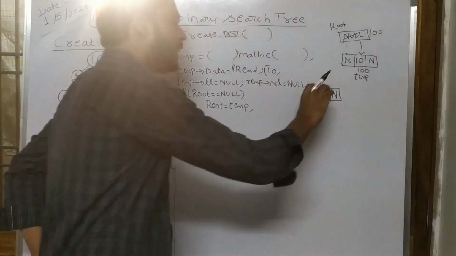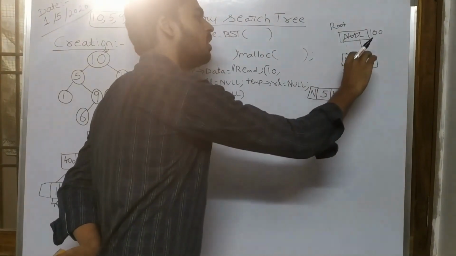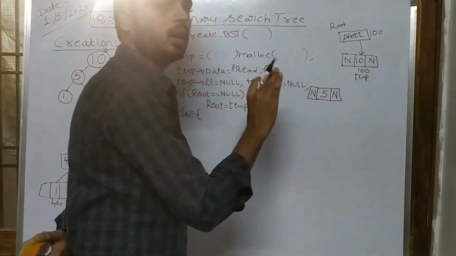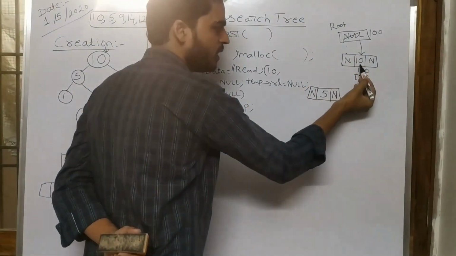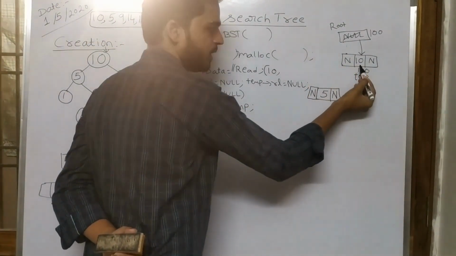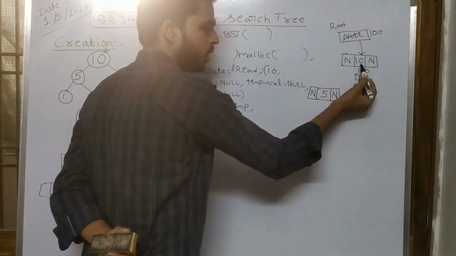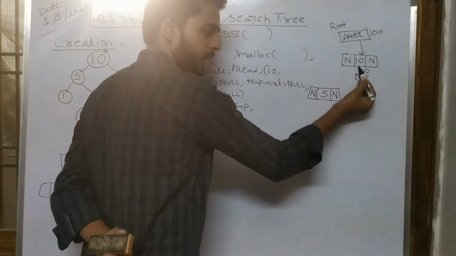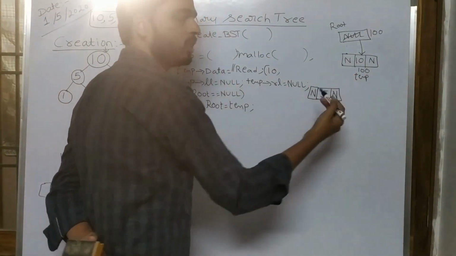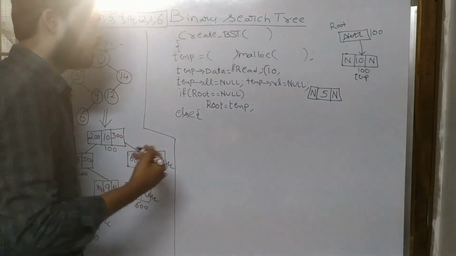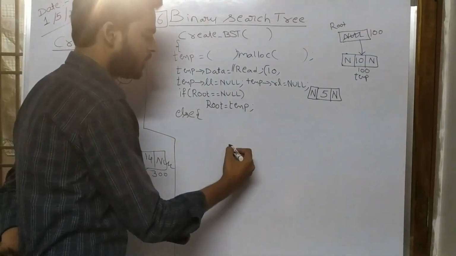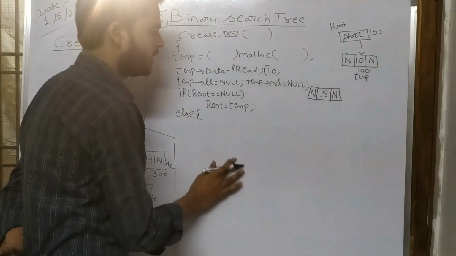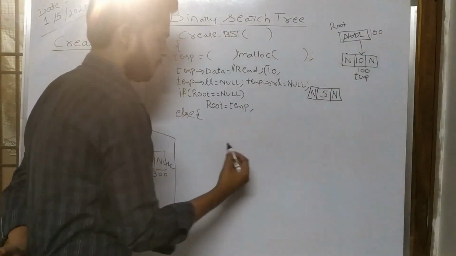Then I need to place this data in its exact position. So where can I place it? First I need to check with the corresponding root node. When I check with the root node, is 5 less than 10? Yes. When 5 is less than 10, I need to check further. So this process you need to repeat, right? So I will write the logic. First I will check this value with this value.